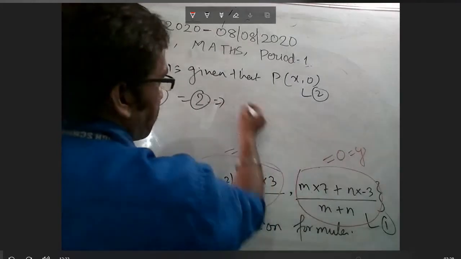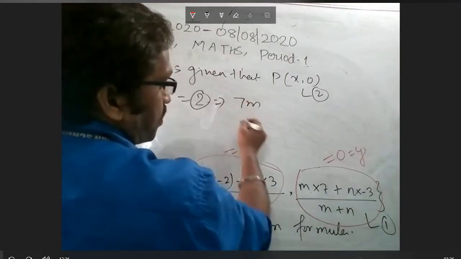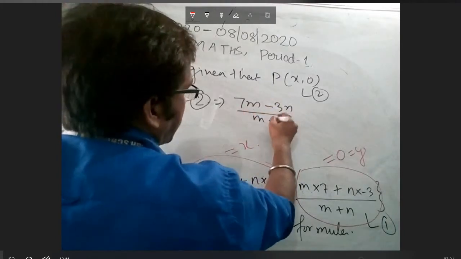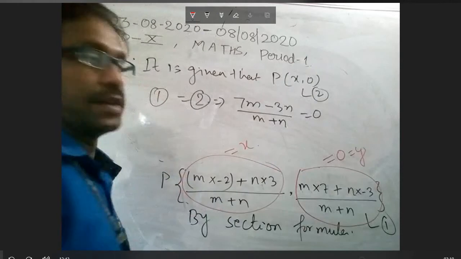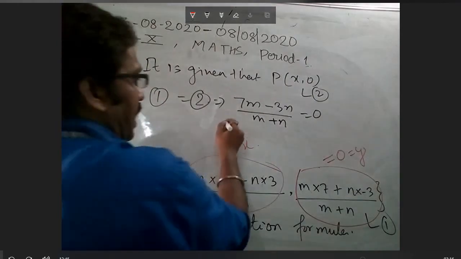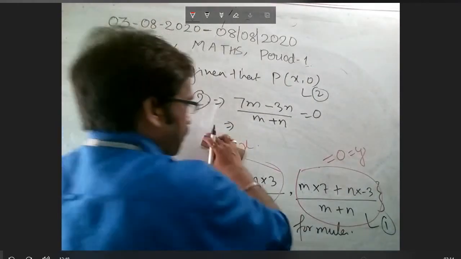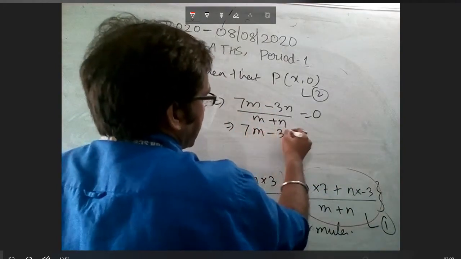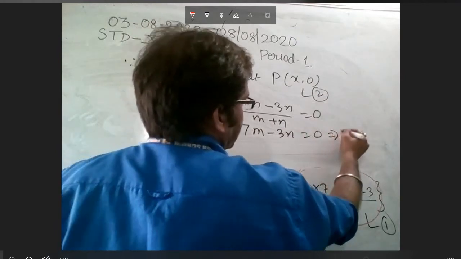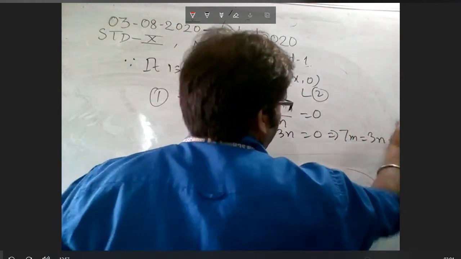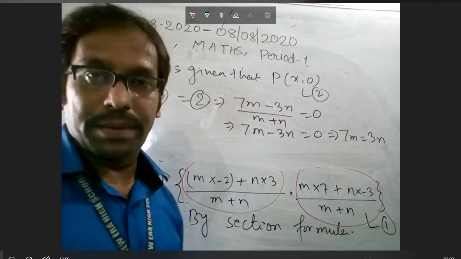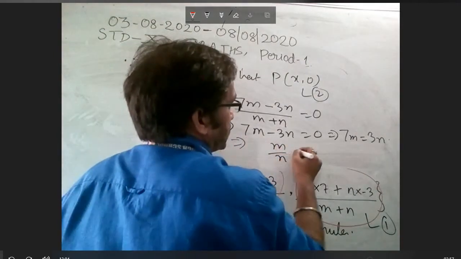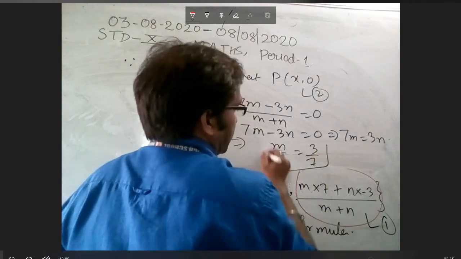m into 7, that is 7m, minus 3n, n into minus 3 is minus 3n, by m plus n is equal to 0. Since m plus n is not 0, I can write 7m minus 3n is equal to 0 by cross multiplication. That means 7m is equal to 3n. Now I can find m by n. So the ratio of m is to n is equal to 3 by 7.